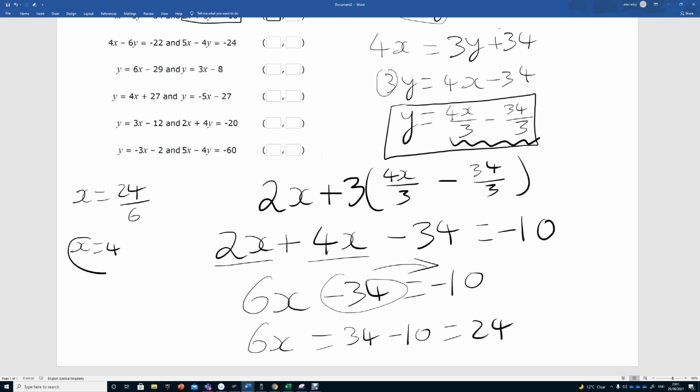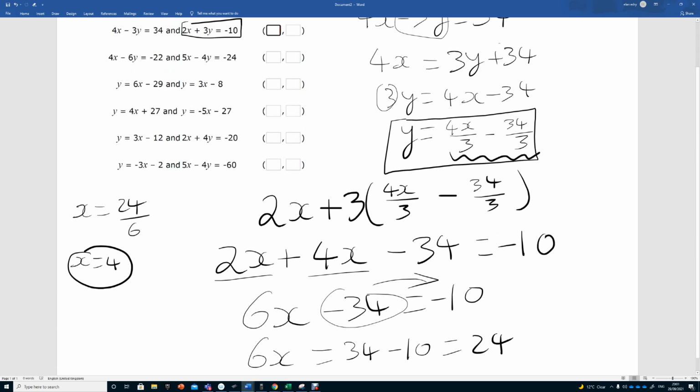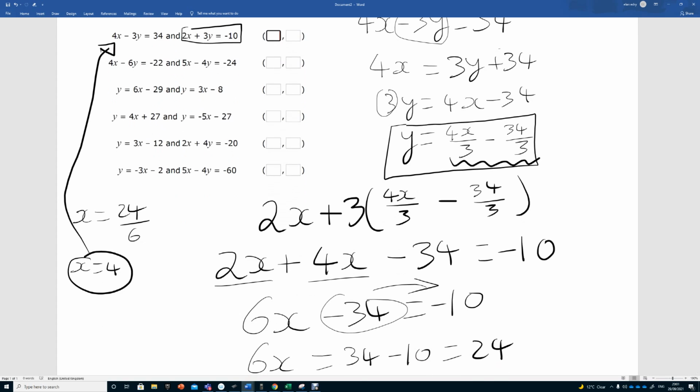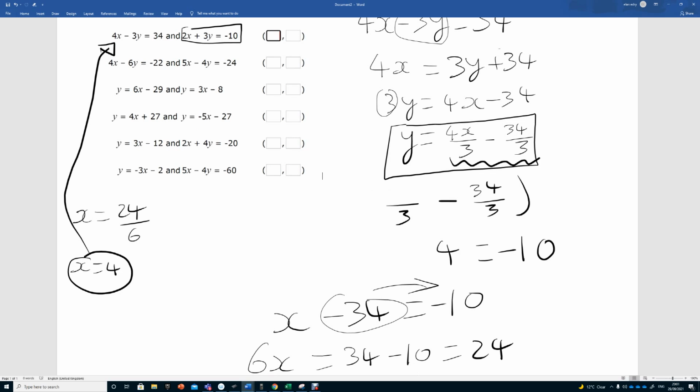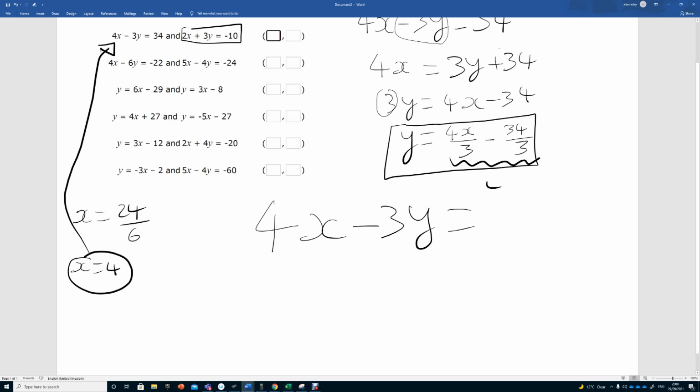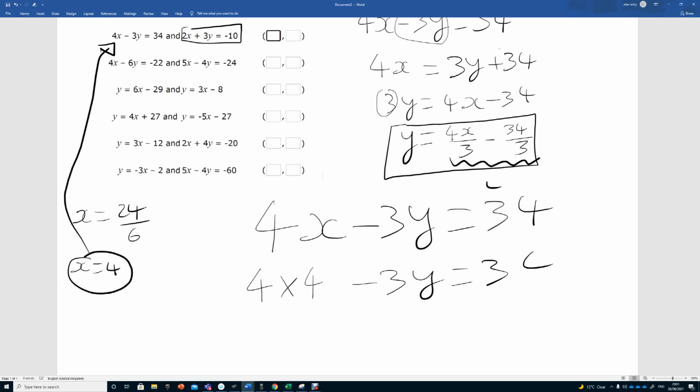And then to get y, we can substitute this value of x back into the first equation. It doesn't matter which one. You can sub it back in here if you wanted to. So the first equation was 4x minus 3y equals 34. So if we sub in our value of x into that, I'm going to do 4 times 4, because I'm subbing in x, take away 3y equals 34.